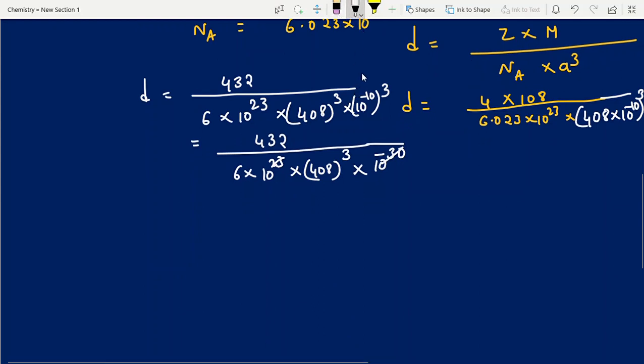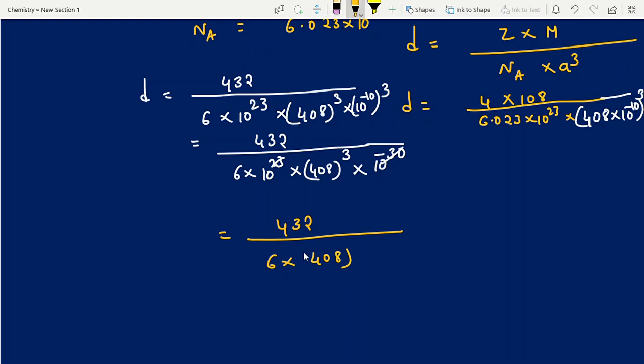So finally, what you will get, students, your answer. The left out one you can write: 432 by 6 into 408 whole cube into 10 to the power of how much? 10 to the power of 7. So here these two get cancelled. What is the left out here? 10 to the power of minus 7. That only we can write here. If it goes up, then 432 by 6 into 408 picometers, 10 to the power of 7. Okay, keep it like this.